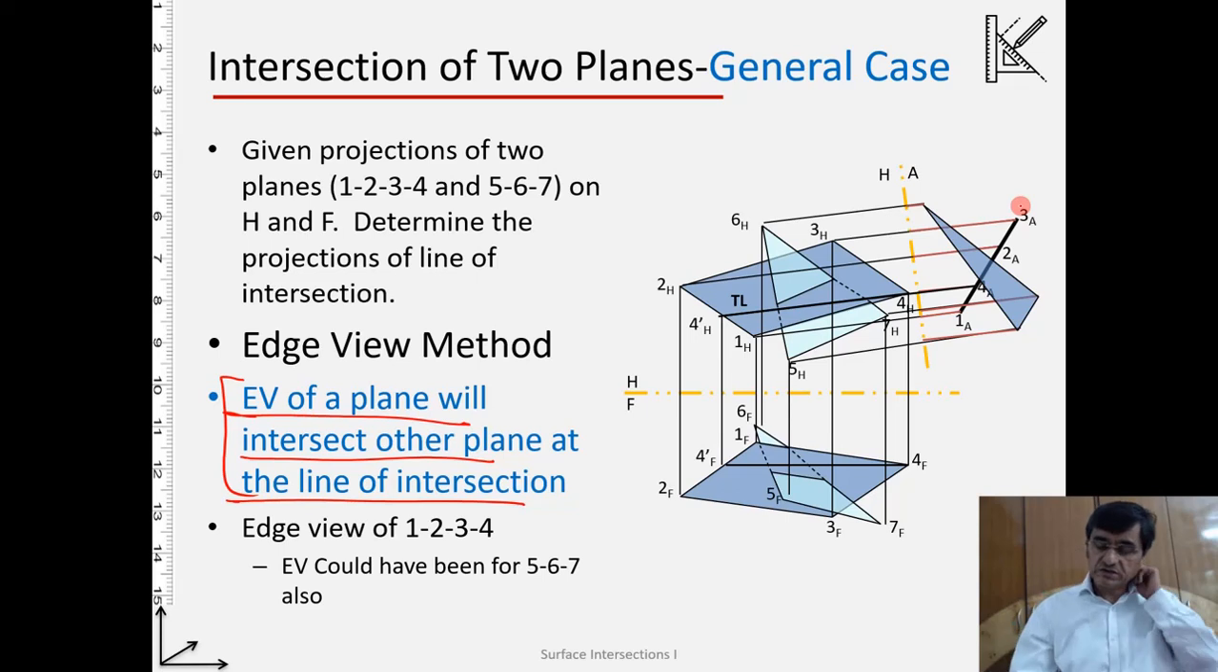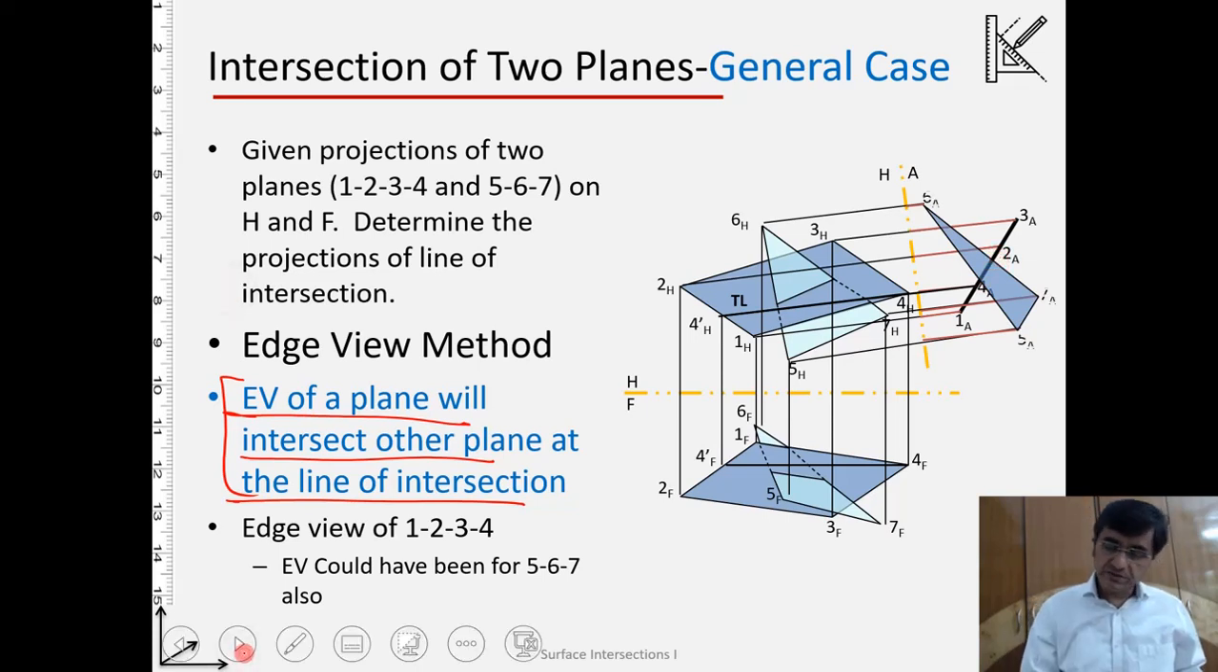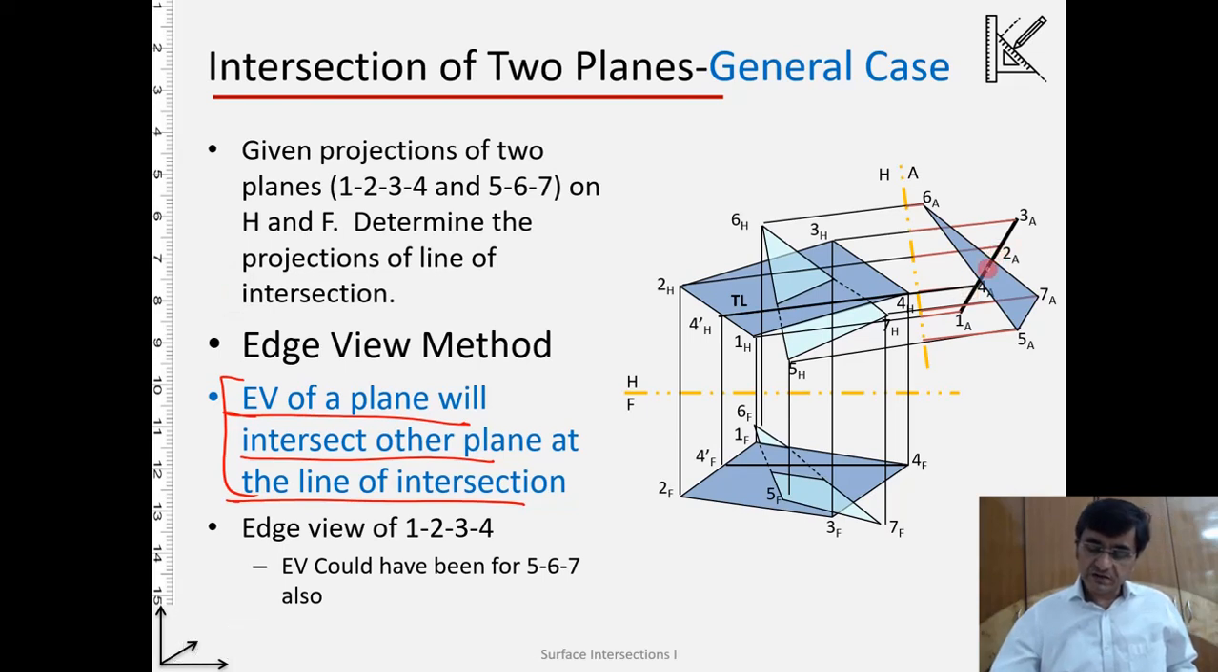So using this concept, we will be able to identify this segment as the line of intersection. And if I give the names, this line of intersection is cutting the line 6, 7 at this point. I can transfer it back to 6, 7 on the horizontal projection to identify the point of intersection of 6, 7 and 1, 3, that is this point over here on the horizontal.